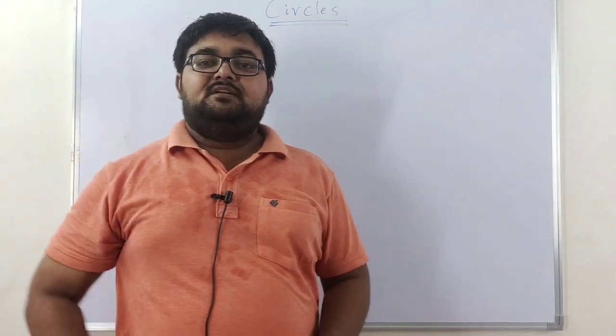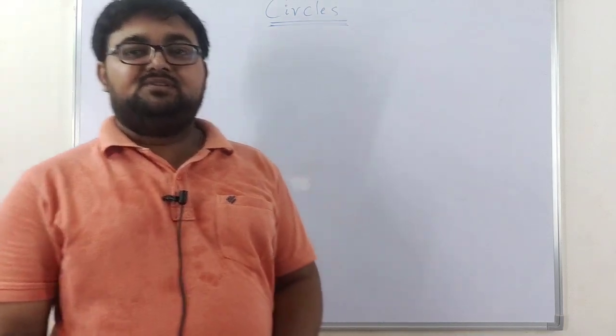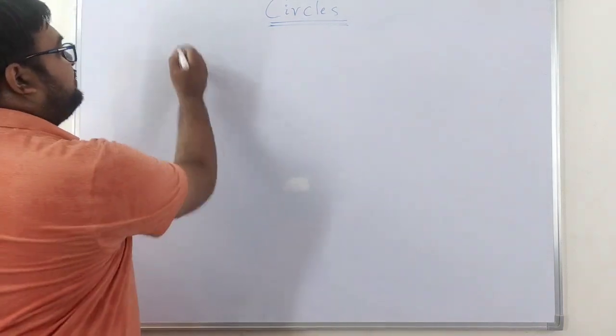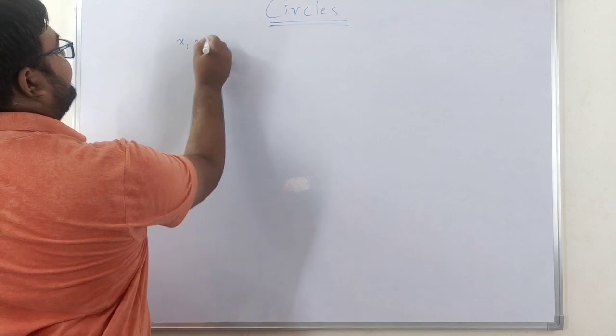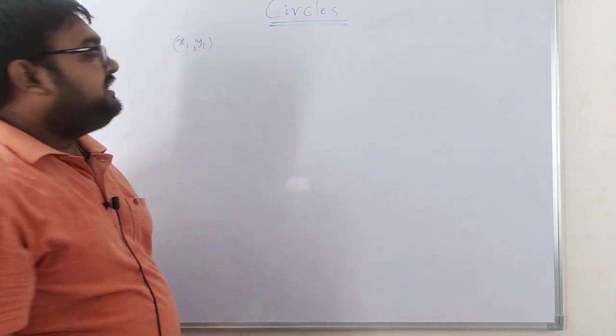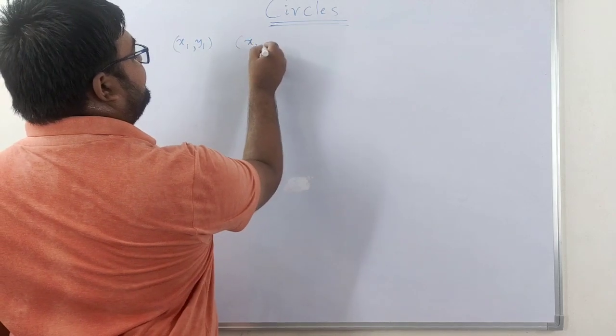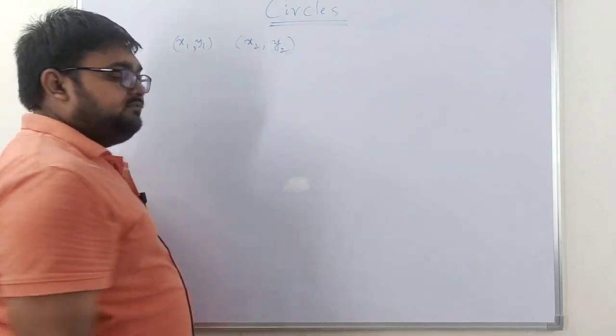Okay, now let us see a problem on diametric form. First of all, what is diametric form? When the extremities of a diameter are given, let those points be x1 comma y1 and x2 comma y2.